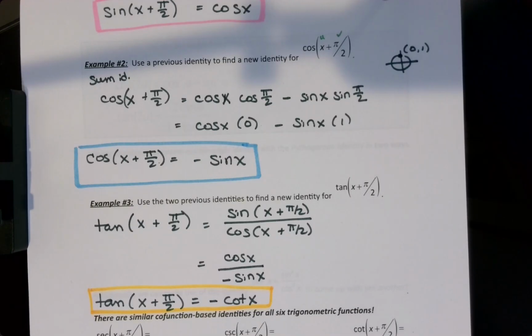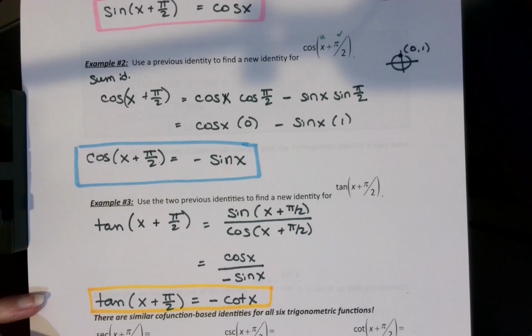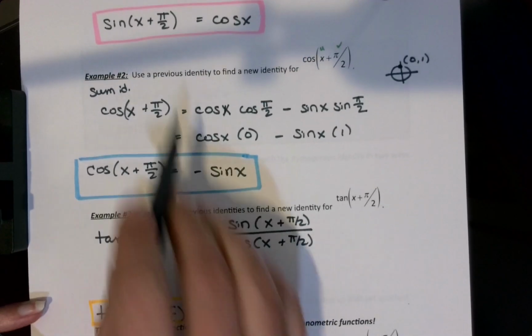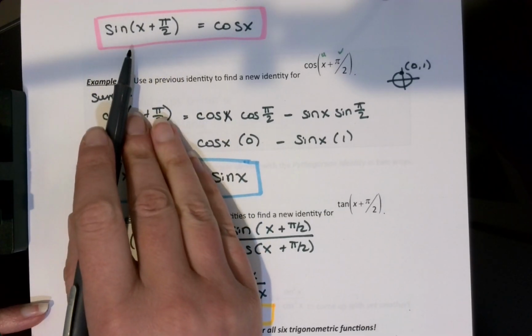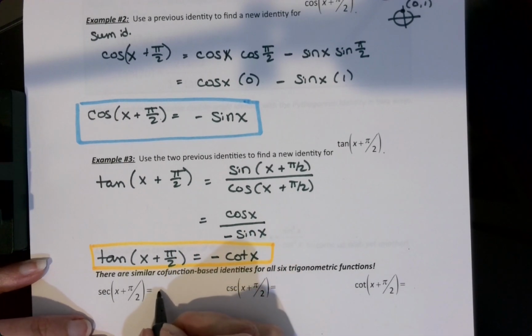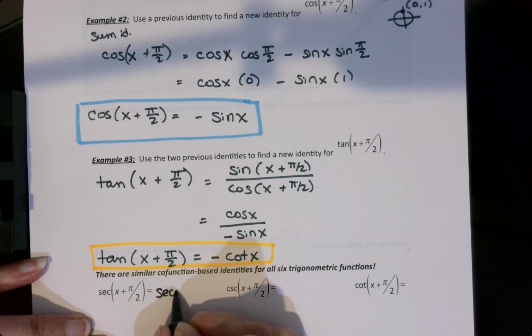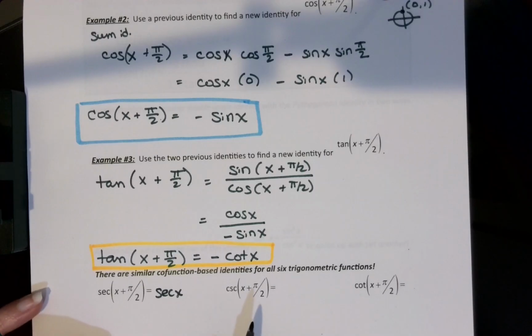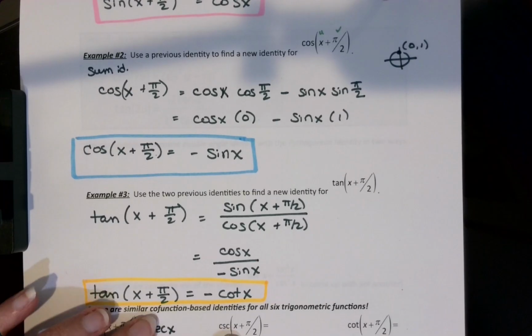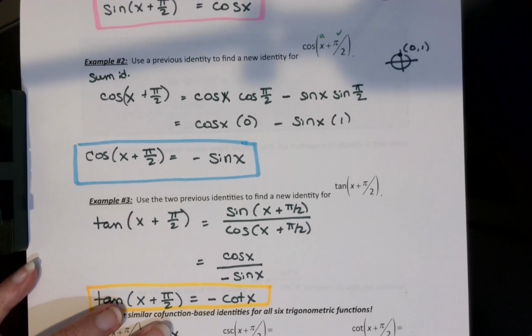There are similar cofunction-based identities for all 6 trigonometric functions. Secant of x plus pi halves, that would be 1 over sine of x plus pi halves. So I would get 1 over cosine of x, which would be secant of x. Nope, my mistake. I apologize. Let me take that off. I was thinking of cosecant, not secant. I'm used to having cosecant first.